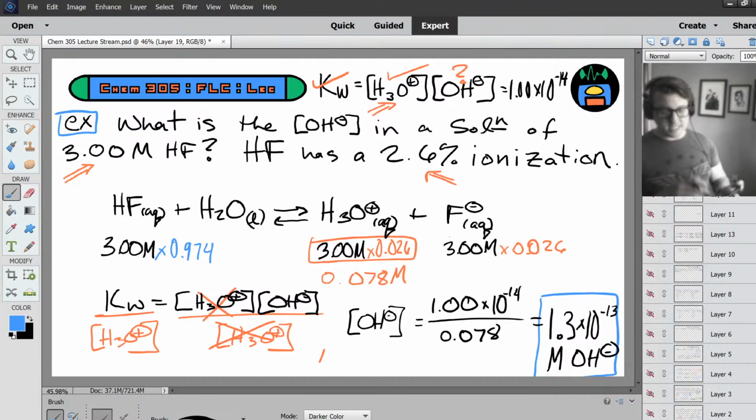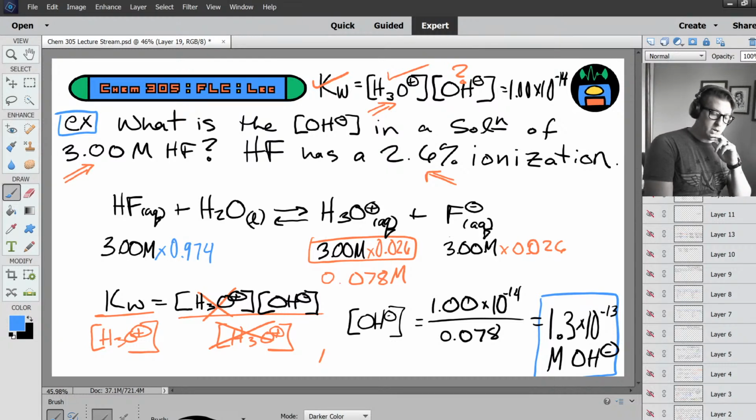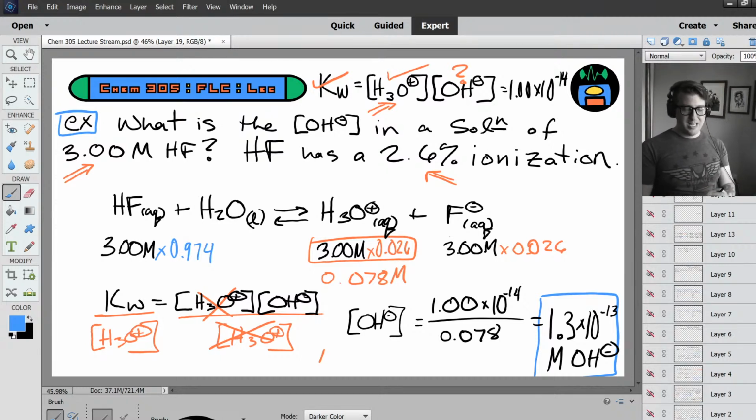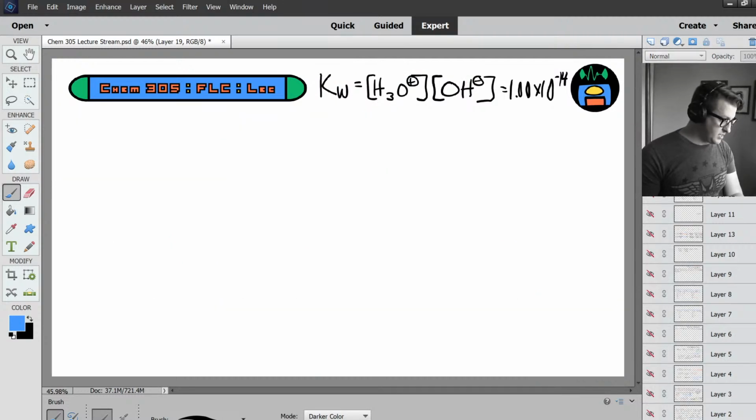All right, so that is the molarity of hydroxide in a solution of 3 molar hydrofluoric acid, which has a percent ionization of 2.6%. So you use the concentration of your acid and the percent ionization to find your molarity of hydronium in solution. Then you use the ionization of water to find your molarity of hydroxide.